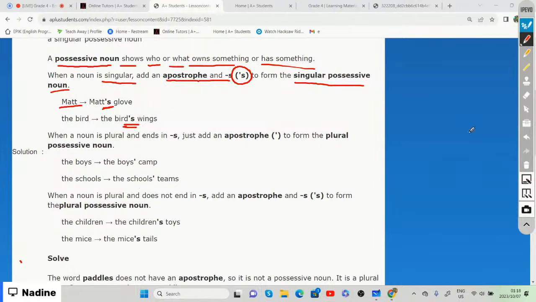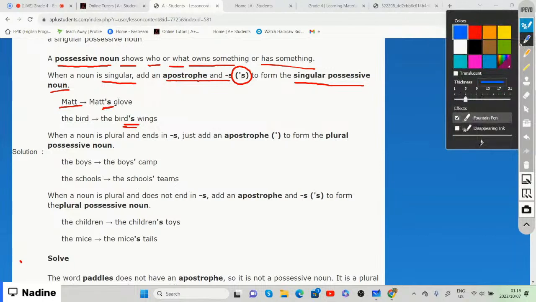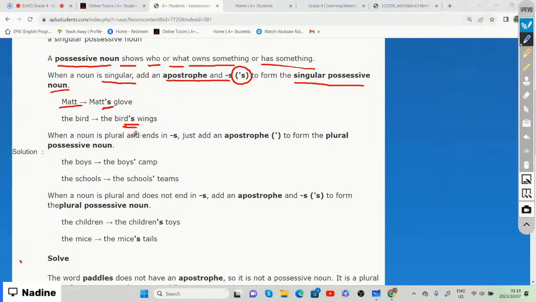But now they're saying when a noun is plural, which refers to more than one person, animal, place, or thing, and it ends in S, then you just have to add the apostrophe only, no S, because our noun already ends in S. So all we're going to do is put the apostrophe at the end of that word to form the plural possessive noun.